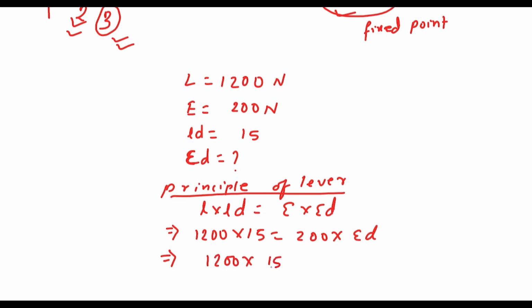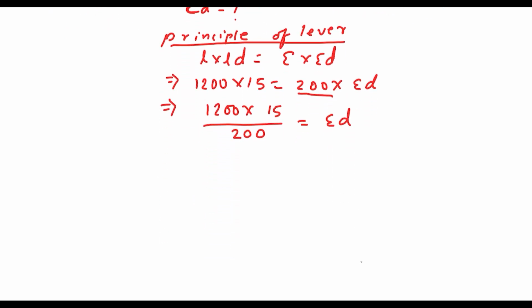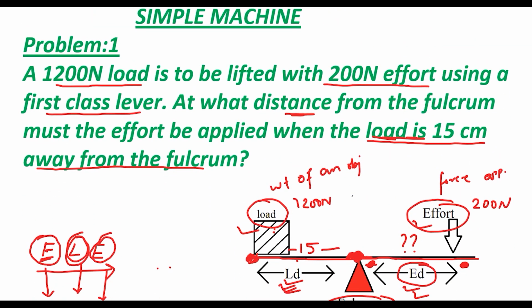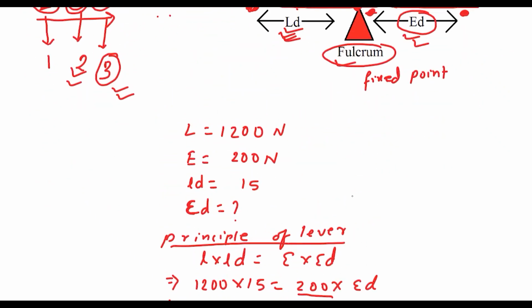1200 into 15, it is in multiplication, so when it comes this side, it comes in division, becoming effort distance. Just solve it. Multiply 1200 into 15 and divide with 200, then we get 90. So effort distance equals 90 centimeter. This is the required effort distance. So in this problem, the required effort distance is 90 centimeter.